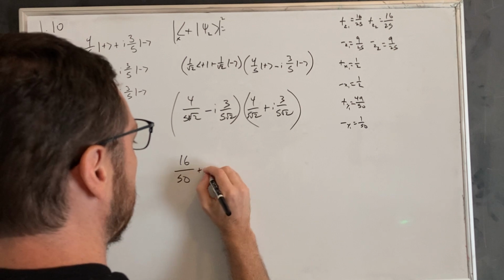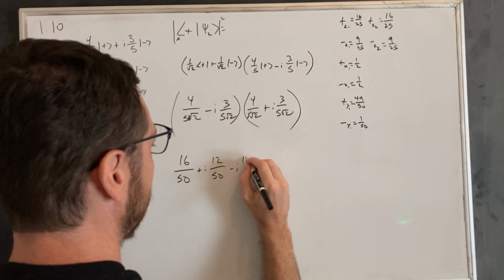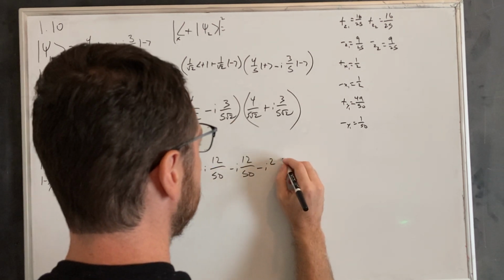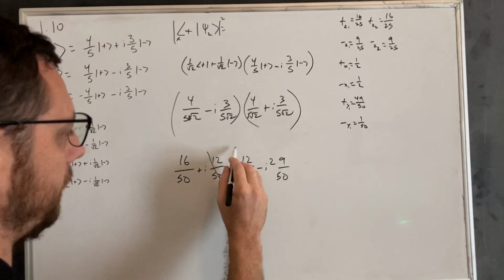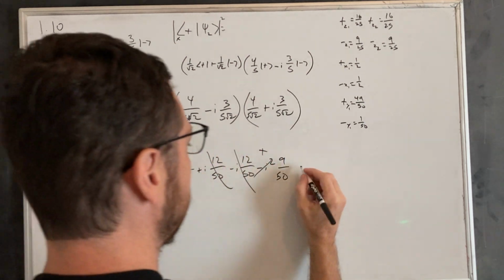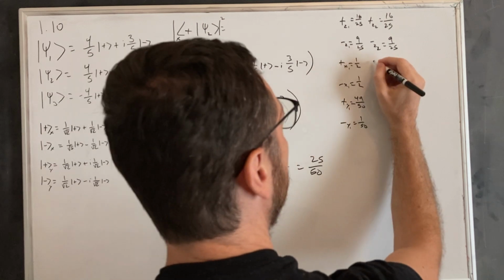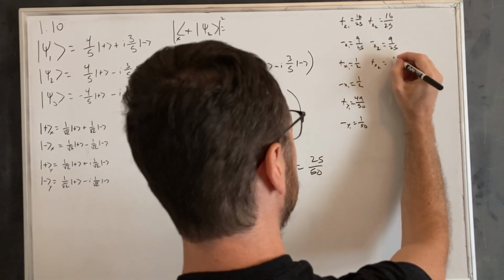We have a plus I 12 over 50 minus I 12 over 50 minus I squared 9 over 50. We've seen this before. These cancel out. This flips signs to a plus. 16 plus 9 is 25 over 50, which is 1/2. So our plus in our x direction for state 2 is 1/2.